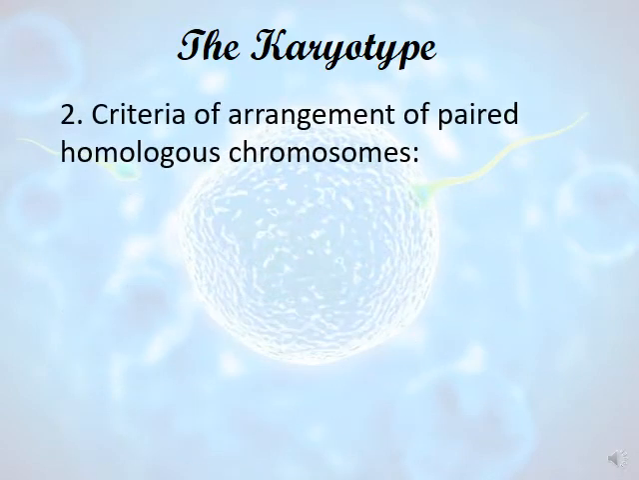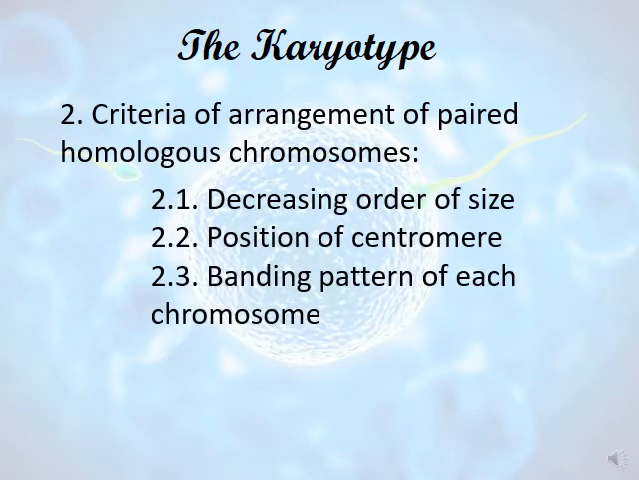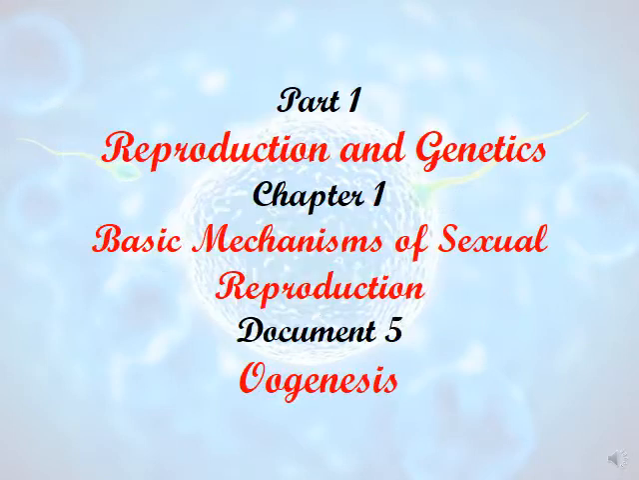They are arranged according to specific criteria, which are decreasing order of size, position of the centromere, and banding pattern of each chromosome. Let's move to document 5 about the oogenesis process.